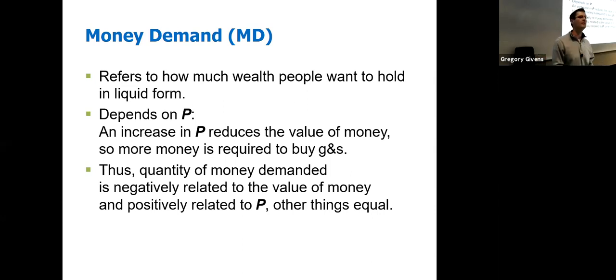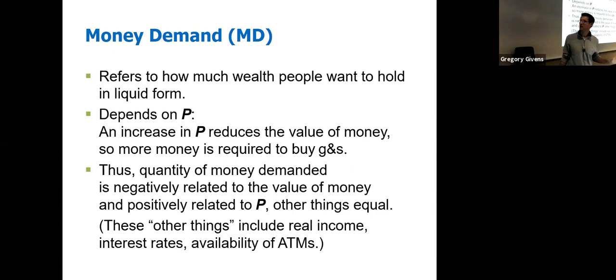Now, what are some of these other factors that might affect money demand outside of the prices of goods and services? I'll name a few. Real incomes, interest rates, the availability of things like ATMs. Well, think about it. If real income goes up, we get richer. As our real incomes rise, we're going to need more money to facilitate a larger number of transactions. So we would expect money demand to increase as our real incomes rise.